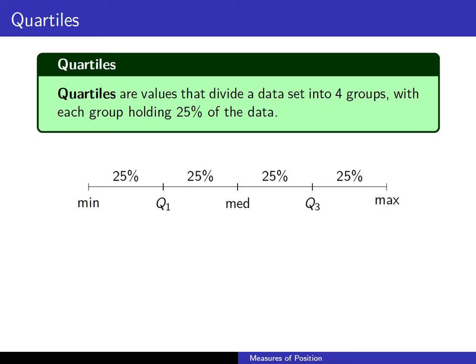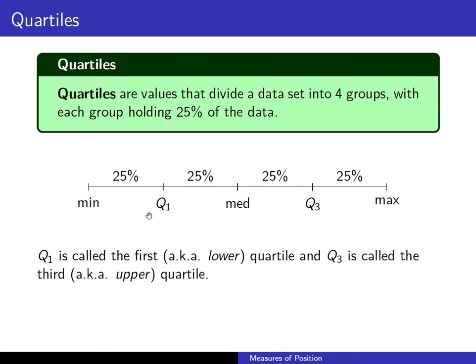So here are our quartiles. We've got about 25% between the minimum and the first quartile, also known as the lower quartile. About 25% of the data between the first quartile and the median. Same with the median and the third quartile, also known as the upper quartile. And then about 25% between the third quartile and the maximum data value.